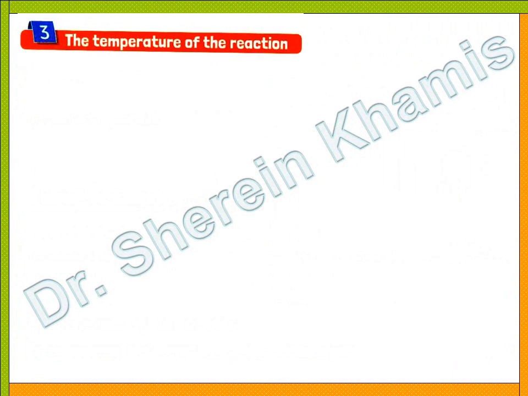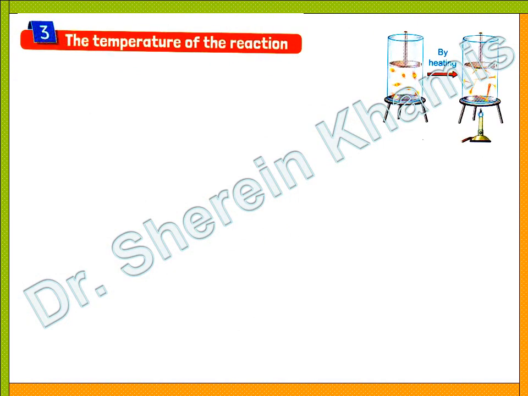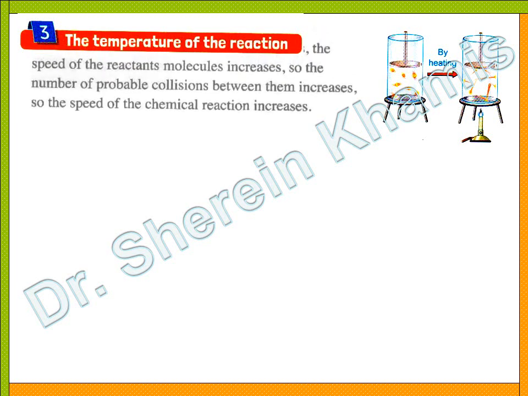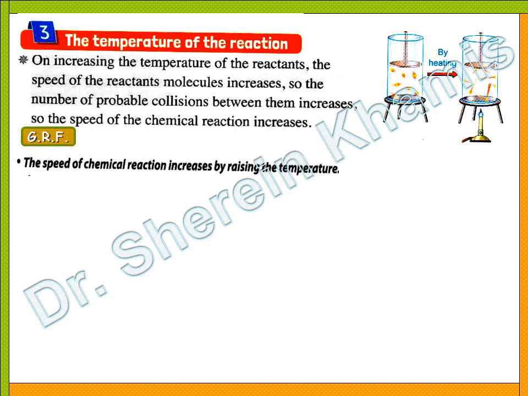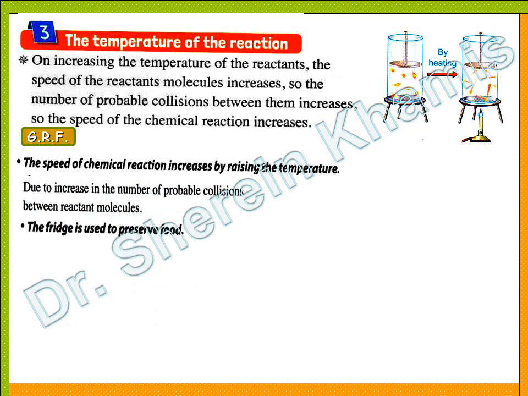We have another point. We have the temperature of the reaction. If we have water here and we increase the temperature of the reactant molecules, the speed of the reactant molecules will increase. So also the number of probable collisions between them increases and the speed of reaction will increase. So we give the reason also here. The speed of chemical reaction increases by raising the temperature. Why? Due to the increase in the number of collisions between the reactant molecules.